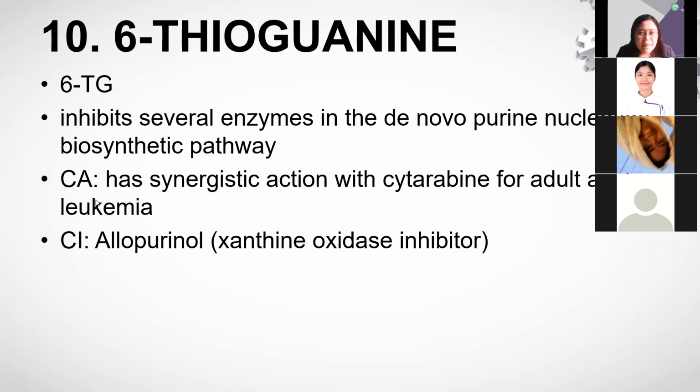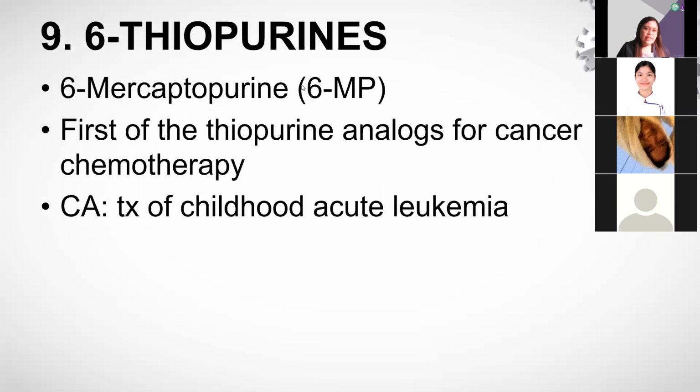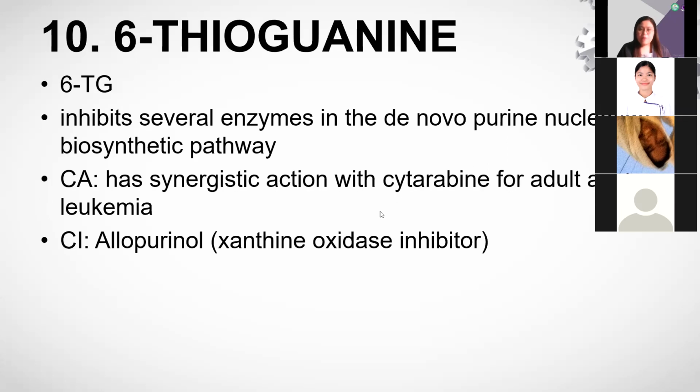Wala. Sige. Okay, clinical application for our 6-thioguanine. It has a synergistic action with that of cytarabine. Pag sinabay sila kasi synergism, no, pwede siya gamitin for adult acute leukemia. The thiopurines are for the childhood leukemia. Ito namang thioguanine is in combination with cytarabine for adult acute leukemia.